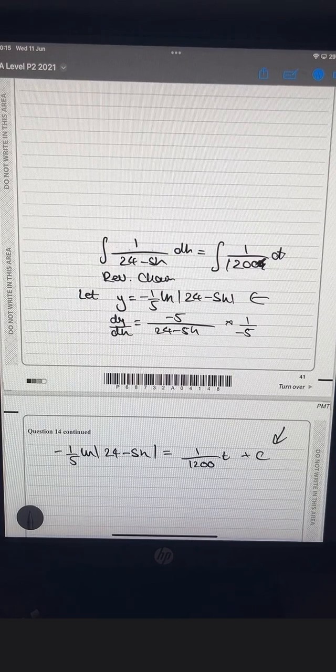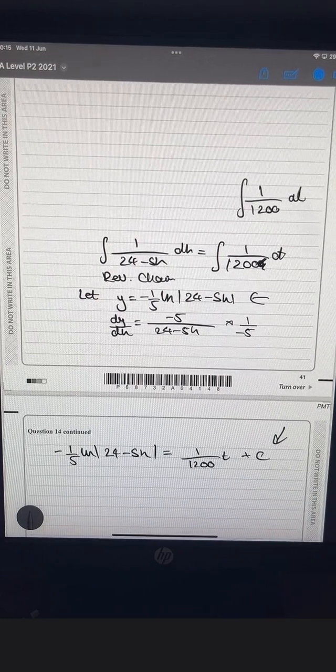The right-hand side is 1 over 1200 with respect to t. If I integrate that, I increase the power of t by 1, so it's just t. And that's literally it, all right? So that's how you integrate the right-hand side. Because there was no t, now there's a t. And I have to put a constant, plus c. All right? So I need to find what that constant is.